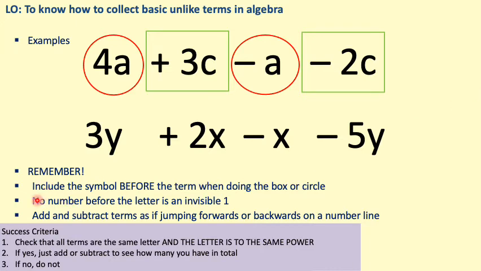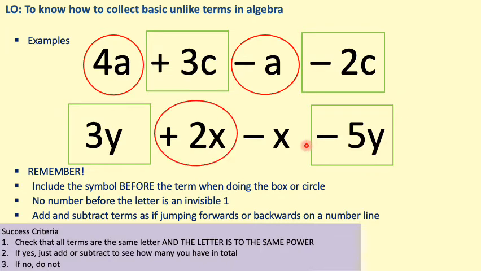So now these bullet points where it says include the symbol before the term, as you can see, we've done that. So it's a negative a, positive 3c, and so on. So then it says add or subtract the terms as if jumping forwards or backwards on a number line. So again, that's building on what we looked at last lesson. So again, we can box our 3y on the second expression, and are there any other y's? Yeah, there's going to be negative 5y at the end. And then in the middle, we can circle the plus 2x and the minus x. And then we'd be able to simplify these.